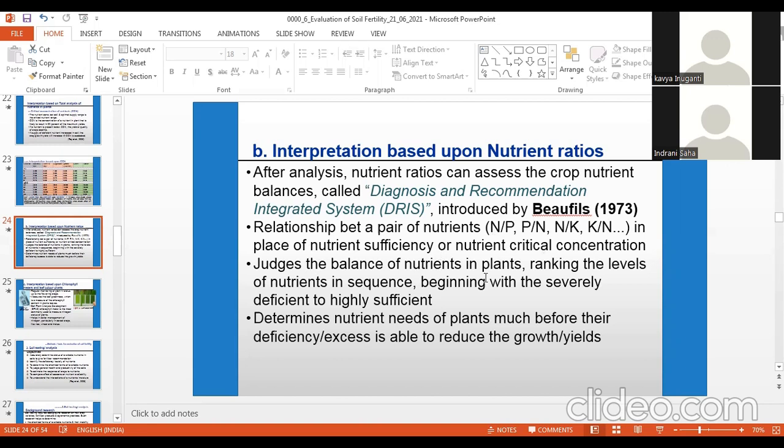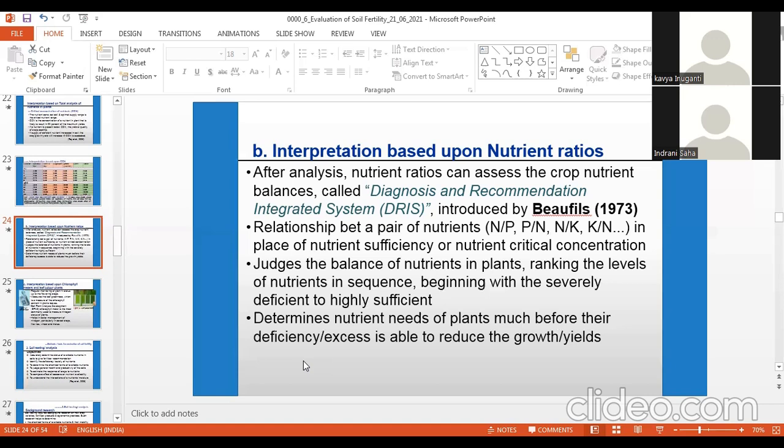It judges the balance of nutrients in plants, ranking the levels of nutrients in sequence, beginning with the severely deficient to highly sufficient. It determines nutrient needs of plants much before their deficiency or excess is able to reduce the growth. So it has its own academic significance, but most of the time it is not being used now.